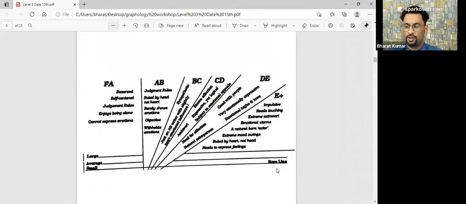Now, so I gave you 3 lines. If alphabets are very large, average and small, and then these are the different properties we have studied. Already I have discussed all these issues. So what can you do? You can match the slant.